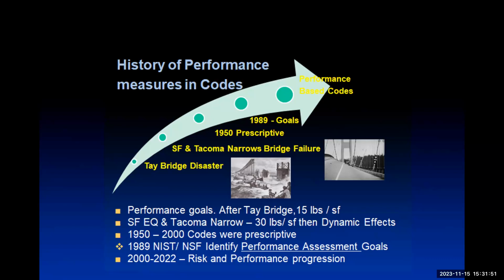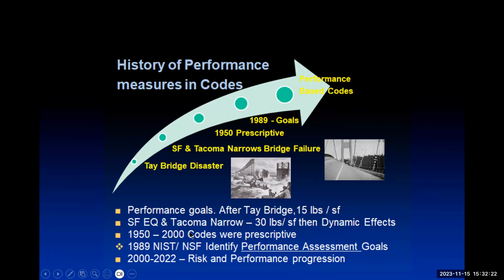However, at the time, what we did was we went from Tay Bridge, where it was 15 pounds per square foot, to the Tacoma Narrows, where we took 30 pounds per square foot directly as a result. Then the question of dynamic effects came into account. And you can see clearly in the Tacoma Narrows, dynamic effects were what we needed.